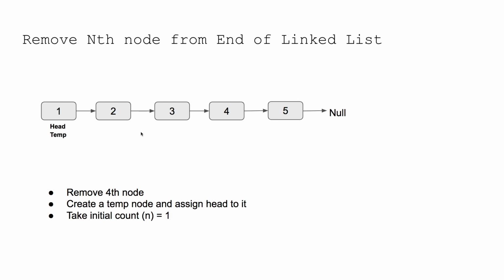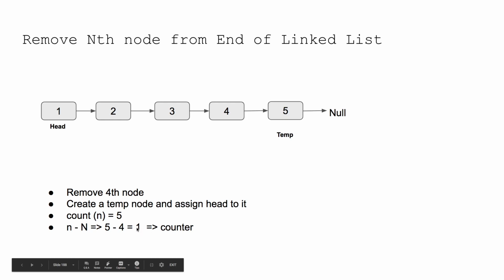So we can take the initial count as 1 because we are standing at the first node, and then we can start iterating over this linked list. So in the second iteration, the temp will be pointing to the second node, we will increment the count by 1, it becomes 2. Then similarly, it will become 3, 4, 5. And here, as we have reached the end of the linked list, we can say that the length of this linked list is 5.